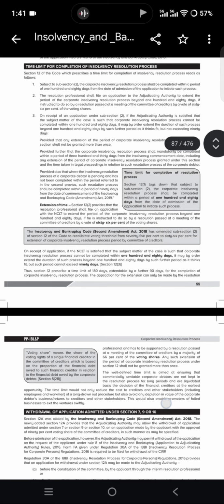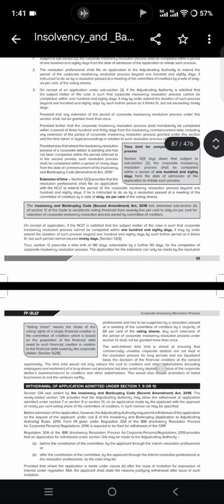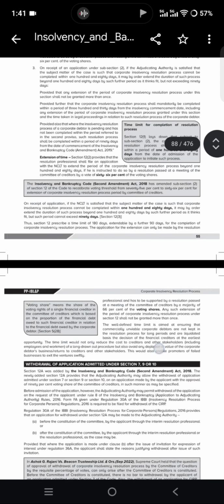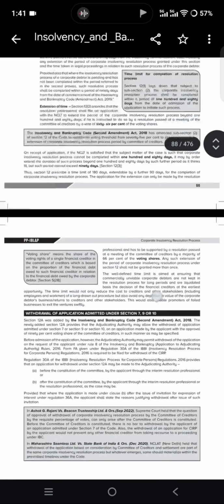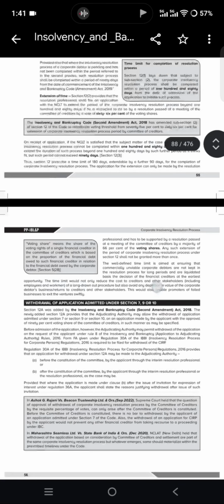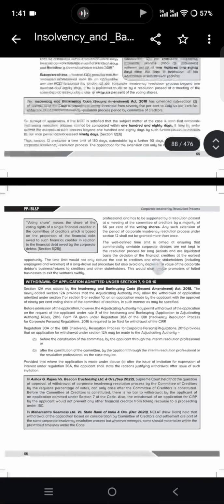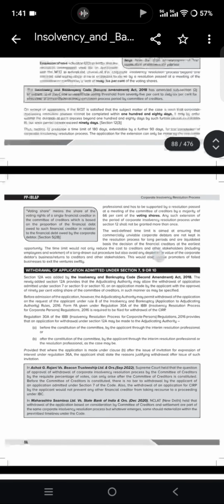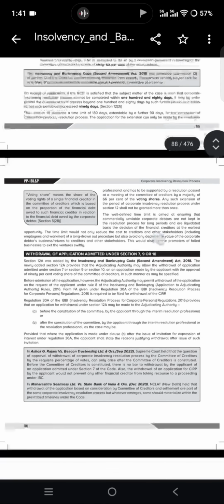Time limit for completion of resolution process. Section 12(1) lays down that, subject to subsection 2, that is extension, the CIRP shall be completed within 180 days from the date of admission. Subject to means if extension, then 330 days mandatorily. Extension of time provides that a resolution professional shall file an application with NCLT to extend the period of CIRP beyond 180 days if he is instructed to do so by the resolution passed at a meeting of the COC by a vote of 66% of the voting shares. The amendment to section 12 recalibrated the voting threshold; before it was 75, now it is 66. So the old one is not required.